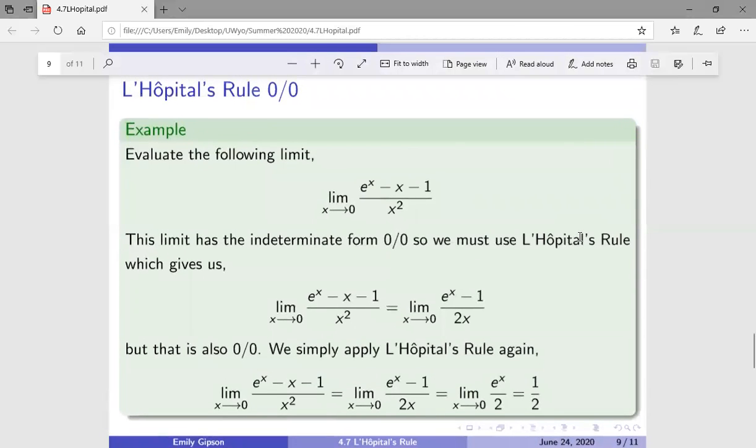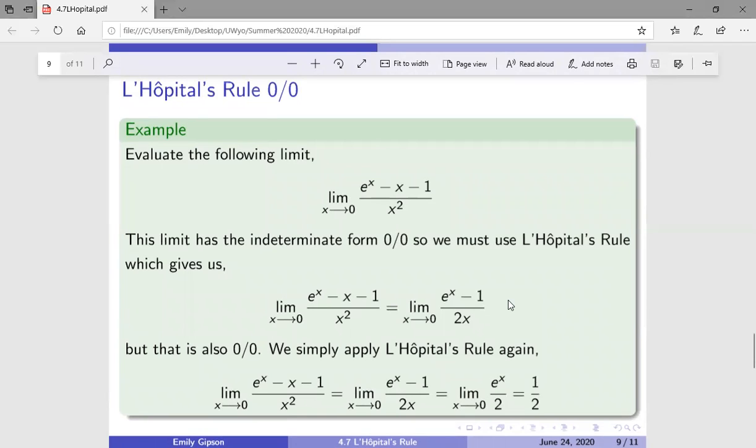So we're still talking about L'Hopital's rule, and this is a very special case. When we go to evaluate the following limit, the limit as x approaches 0 of e to the x minus 1 over x squared, the limit has the indeterminate form 0 over 0. So we have to use L'Hopital's rule, which gives us the limit as x approaches 0 of e to the x minus 1 over 2x. And if we plug in 0, we get 1 minus 1 over 0, which equals 0 over 0, which means we've run into another problem.